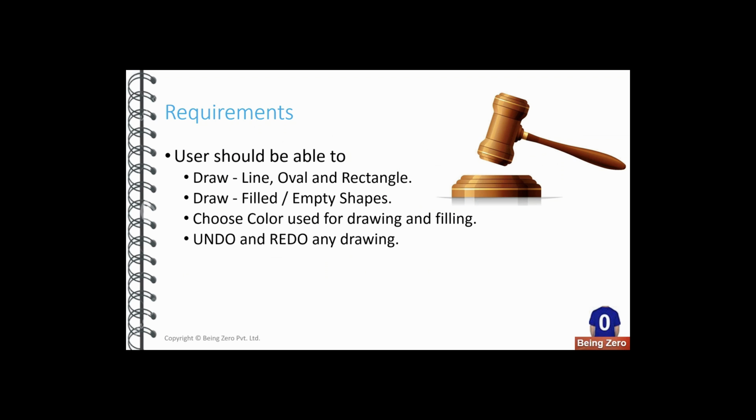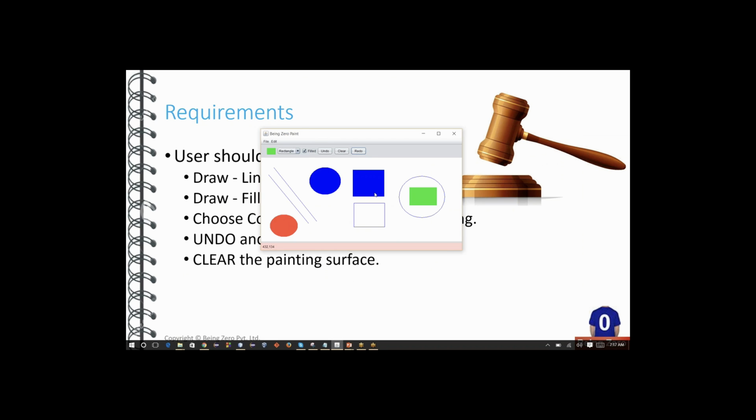And the second last requirement says user should be able to clear the painting surface. So this is the surface on which we are painting. So we should be able to clear that. If I click the clear button, everything should go off and I should be able to start drawing from scratch. That is what this requirement is all about.